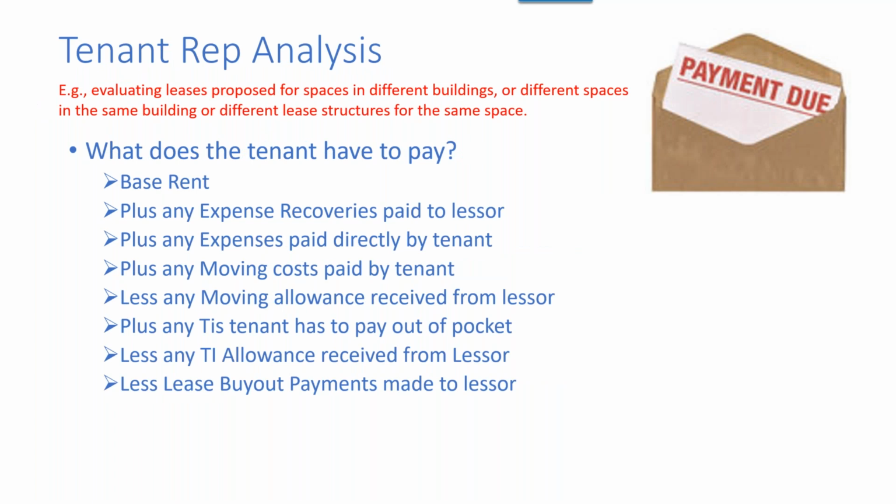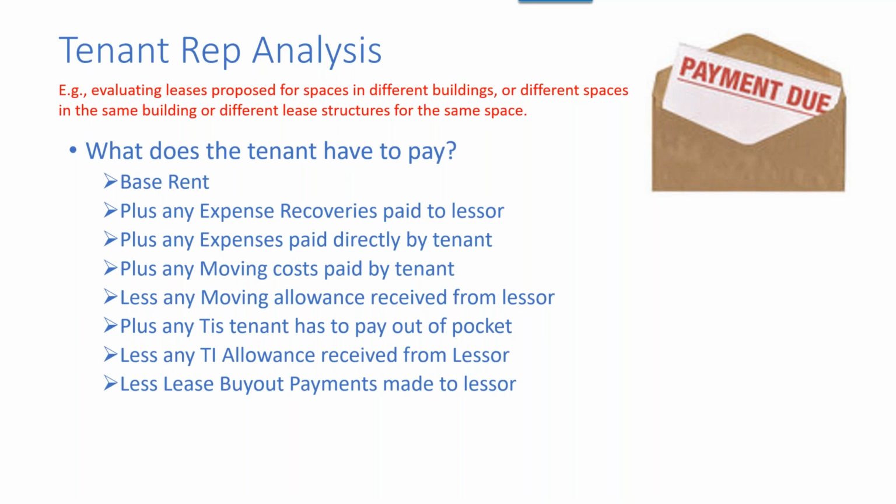If we're doing a tenant rep analysis, we have a little different set of use cases that we have listed here. This could be evaluating leases proposed for spaces in different buildings. So now we're analyzing leases that could be in different buildings, or it could be different spaces in the same building, or it could be different lease structures in the same space. It could be comparing a gross lease with a net lease, or different amounts of TI allowances, or whatever. There's probably other use cases that I don't have listed here, but again, it could be spaces in different buildings, could be the same building but different spaces within the same building, or it could be the same space, but we're just looking at different ways of structuring the lease. And of course, you could have different ways of structuring the lease across the different spaces in different buildings.